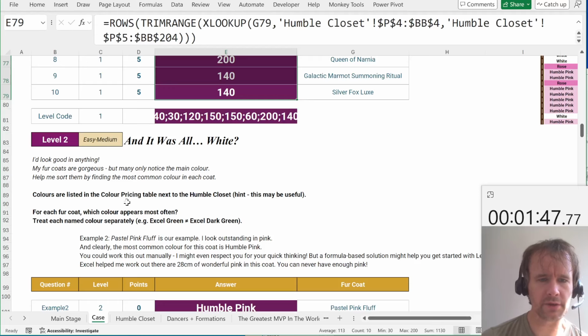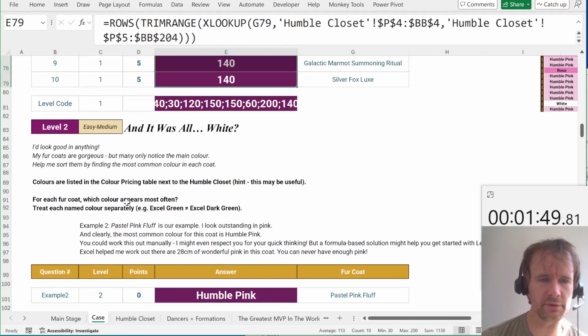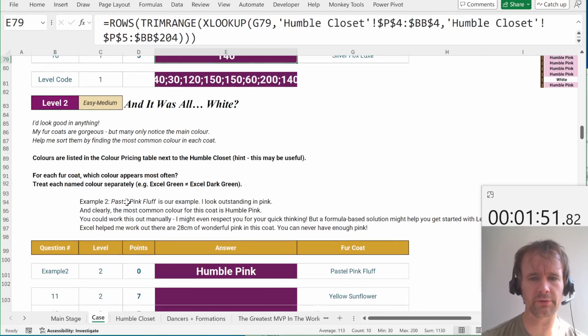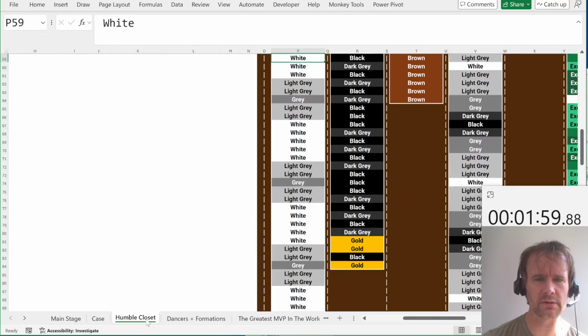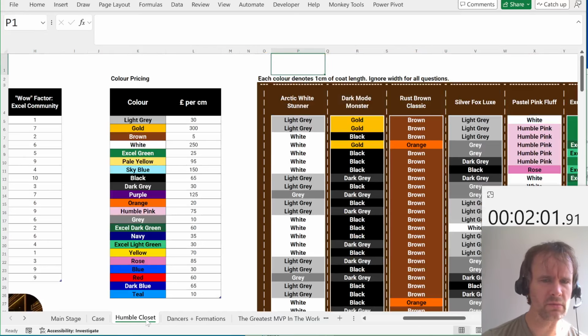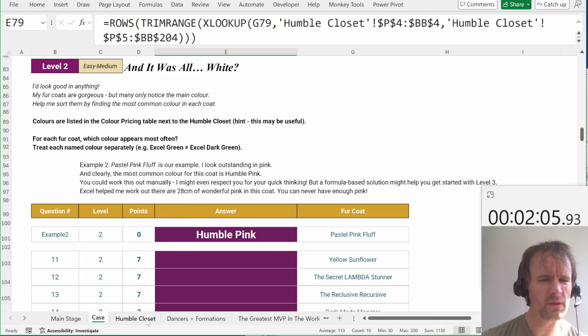Colors listed in the color pricing tab next to the humble closet. Hint: this may be useful for each fur coat. Which color appears most often? Huh? Colors are listed in the color pricing table next to the humble closet. Okay. But what? What color appears the most often? What on earth is that?